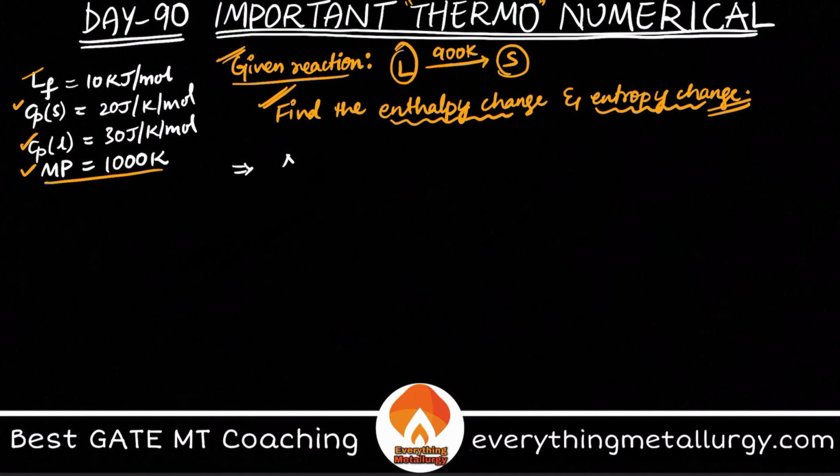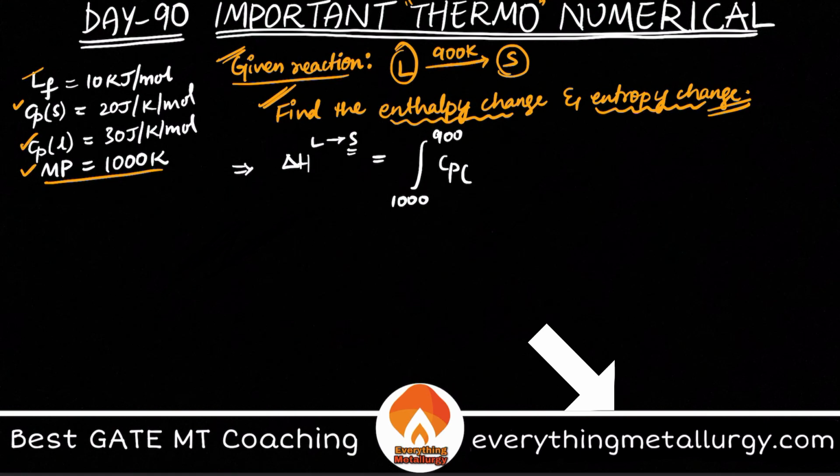So basically we have delta H for liquid to solid. I can write it as the integration from 1000 to 900 of Cp, since we are cooling from 1000 to 900. Usually we write Cp products minus Cp reactants. Here the product is solid, so Cp solid minus Cp liquid into dT. Usually people just leave it there, but remember we also have one more term, the delta H transformation, which you need to calculate here.